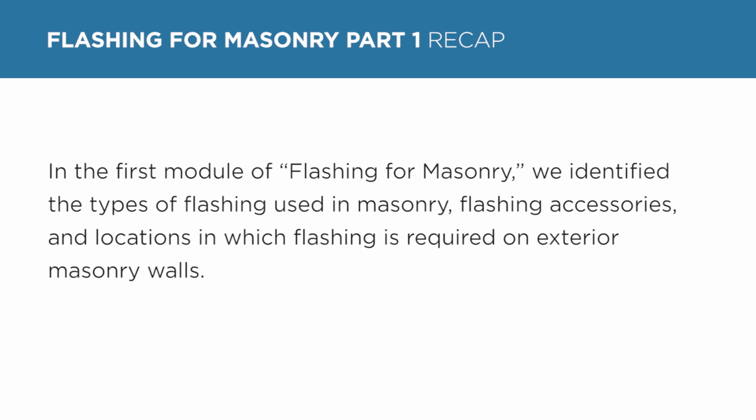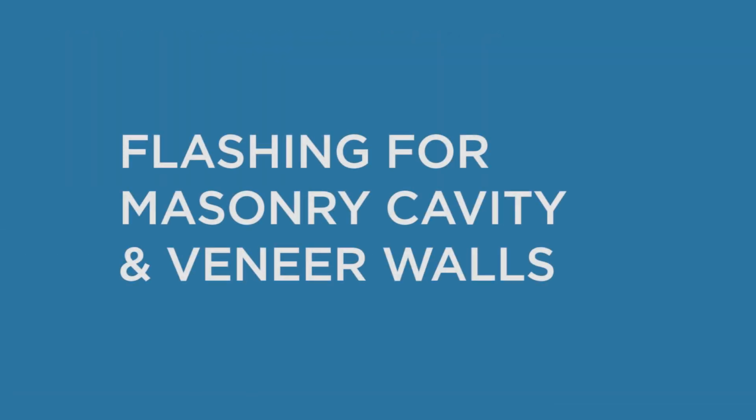In the first module of flashing for masonry, we identified the types of flashing used in masonry, flashing accessories, and locations in which flashing is required on exterior masonry walls. Part 2 will focus on flashing of cavity and masonry veneer walls, with a more in-depth look at their installation requirements.